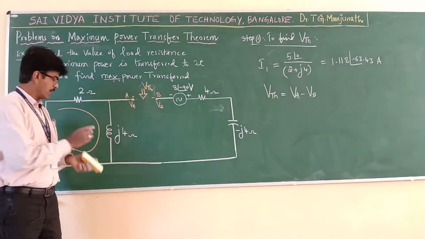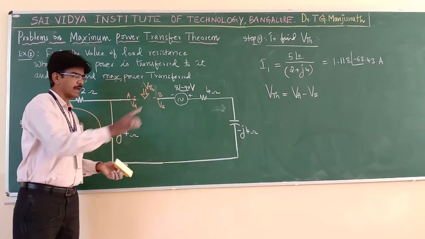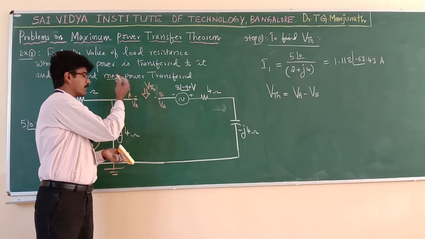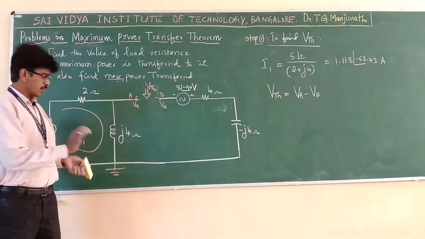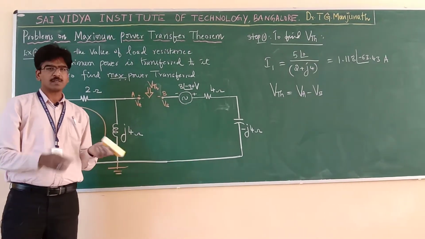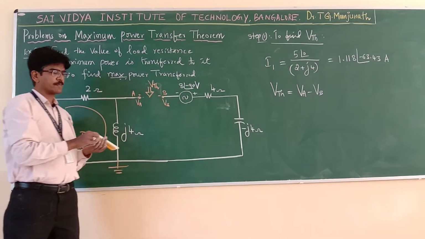reference point. Reference point in most of the networks we take in the bottom line. You can take anywhere. You can take this itself as reference point. But normally we take in the bottom line. Let us keep this as reference point. Then I have to measure the voltage at this point and voltage at this point.